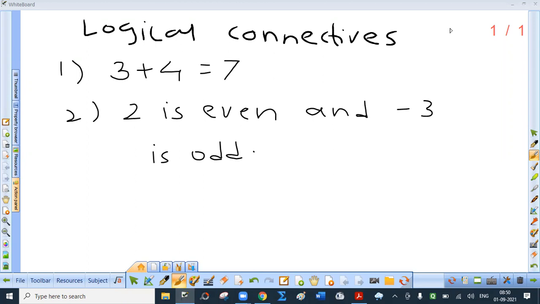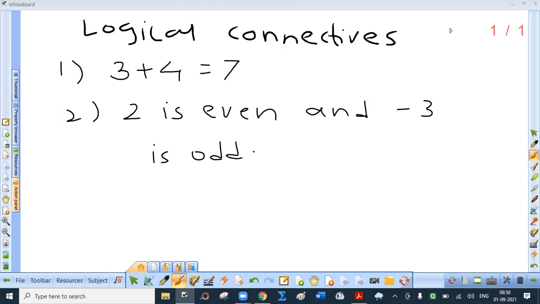So 3 plus 4 equal to 7. I can say that the set of all natural numbers is finite. Now don't say, sir, this is wrong. I'm saying that this is a simple statement, right? So this is not a combination of two or more simple statements.